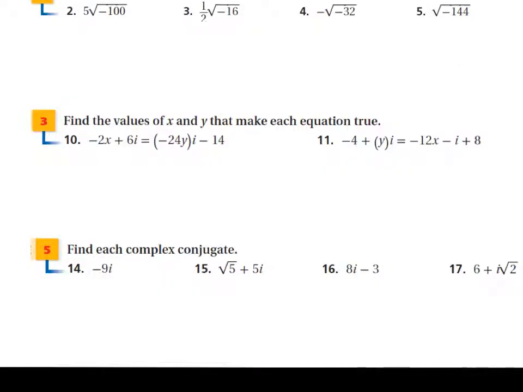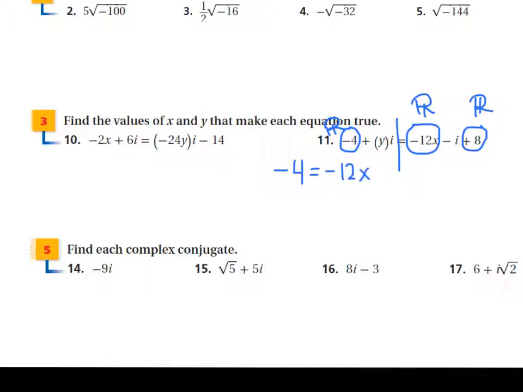Just a few homework hints for you. On number 11, negative 4 is a real part. On the other side of the equal sign, the negative 12x is a real part, as well as the plus 8. So when you go to set up your real equation part, it'll be negative 4, then the equals, the negative 12x, and the plus 8. That's what you're going to solve for x for the real part. The imaginary part, you'll have just y equals, and in front of that i would just be a negative 1. So basically that's your answer for the y. And if you solve that equation, you'll get the answer for x.